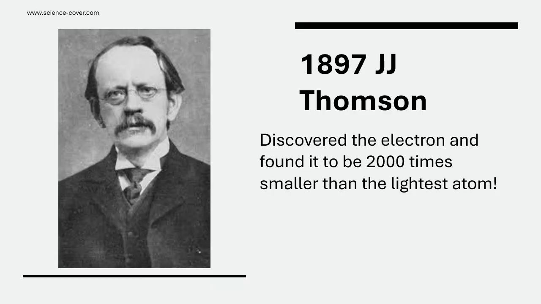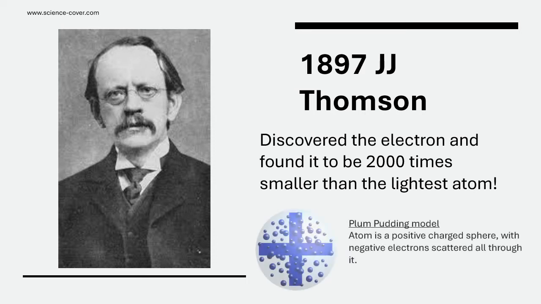Almost a century later, in 1897, J.J. Thomson discovered the electron. Now, he found this to be about 2,000 times smaller than the lightest atom, and this meant that they needed to change the idea of what the atom may look like.